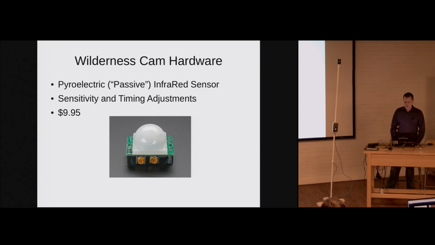I'm using a passive infrared sensor. It has 2 potentiometers, one to control sensitivity and another one to control timing. So you can control how sensitive it is, and then also how long in between it's gathering motion, so that way you can control how many images you're taking during a certain duration.